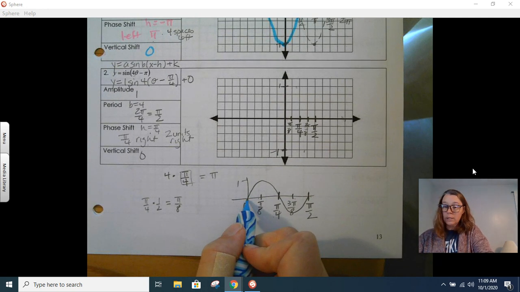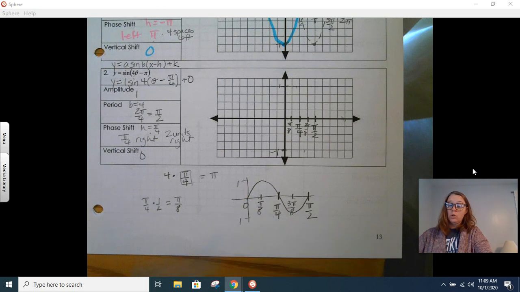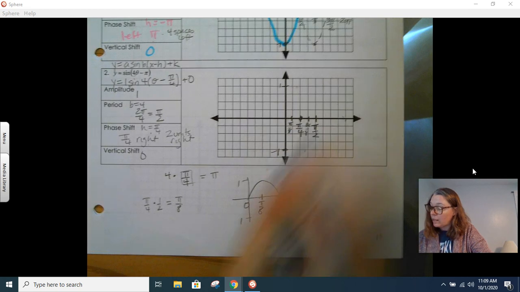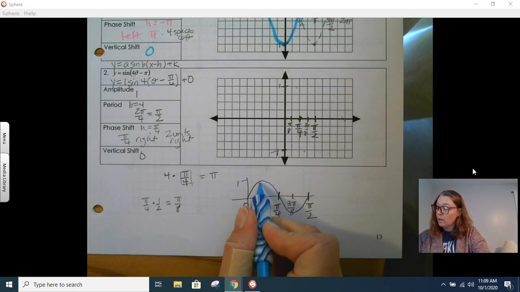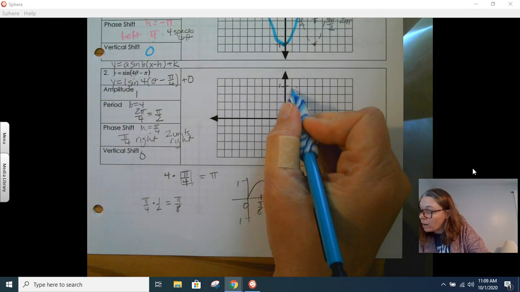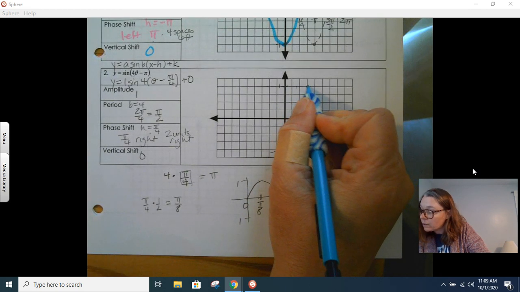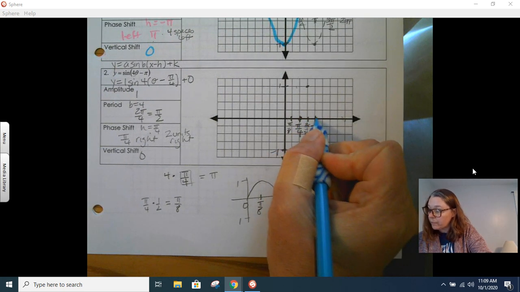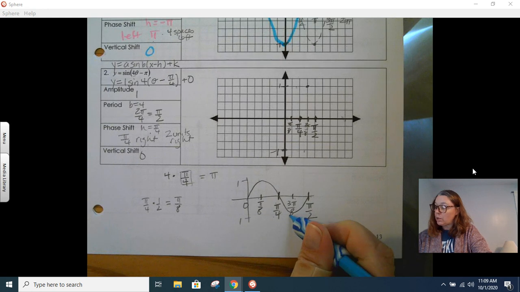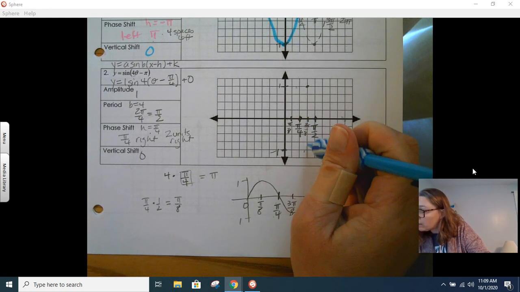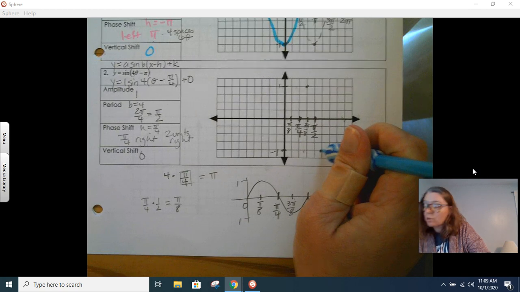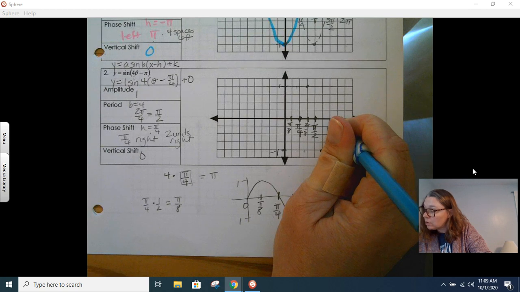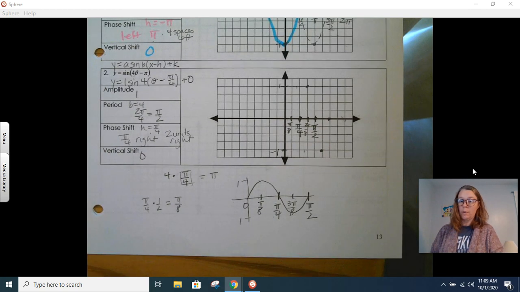Okay, so 0, 0, instead of being at 0, 0, I have to go 2 to the right. So I have to start at 0, 0, and then go 2 to the right. Okay, this next point would be pi over 8 and 1. So if I go to pi over 8, 1, but then I have to go 2 to the right. Okay, this point is at pi over 4, 0, but then I have to go 2 to the right. This point is at 3 pi over 8, negative 1, but then I have to go 2 to the right. And then this last one is at 1/2 pi, 0, but then I have to go 2 to the right. I know it's really hard to see them all in there.